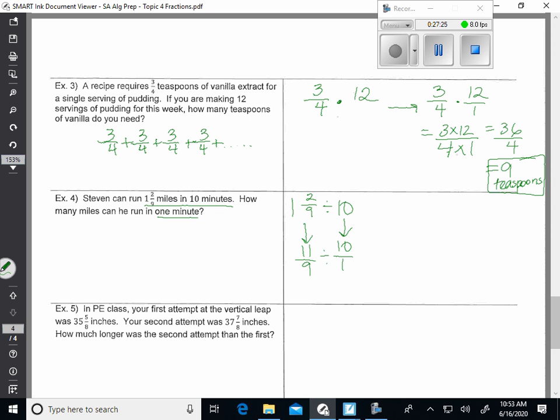So now let's start solving. Again, when you divide, you keep the first fraction, change division to multiplication, and you flip the second fraction. Now you multiply straight across. 11 times 1 is 11. 9 times 10 is 90. 11 and 90 does not reduce, so that means this is your final answer. 11 over 90 miles. 11/90ths of a mile is your final answer.